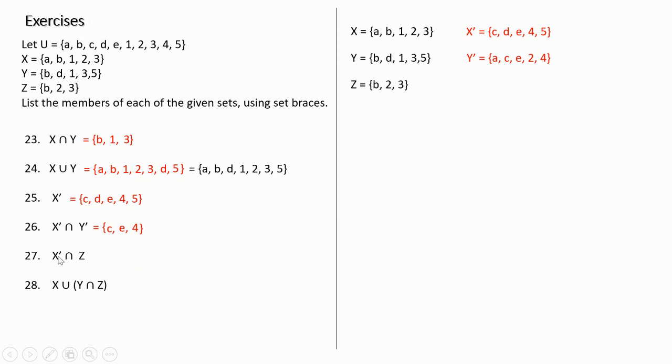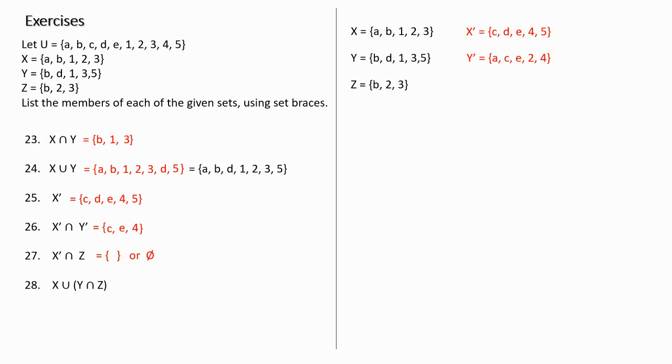Now let's go to 27. The complement of X intersects Z. So let's go here on the right. What do the complement of X and Z have in common? Does it have a C? No. D? No. E? No, it's not here. A 4? 5? No, so it's going to be the empty set. These are the two symbols for empty set.